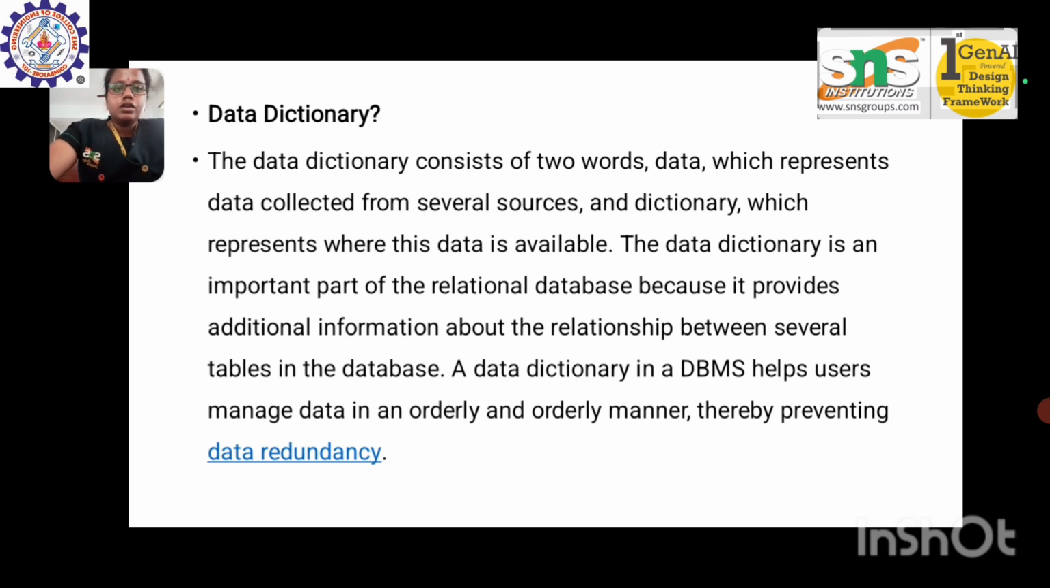The dictionary is an important part of a relational database, and it also provides additional information about several tables in the database. The data dictionary in the DBMS helps the user to manage the data in an orderly manner and prevent data redundancy. What is redundancy? It is having duplicate data, which we avoid by using normalization methods.